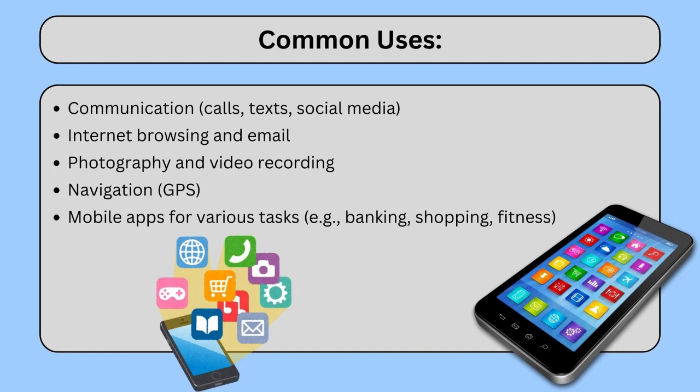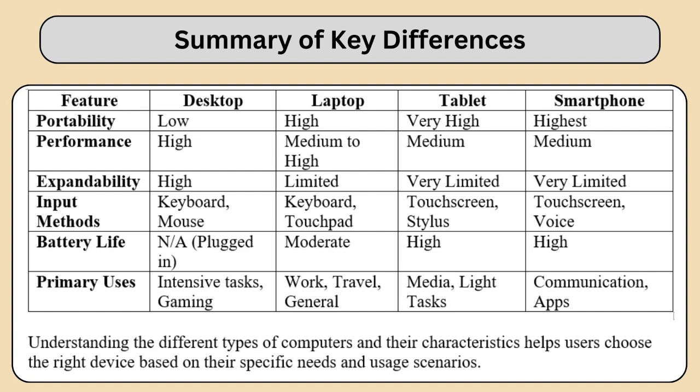Common uses. Communication, calls, texts, social media. Internet browsing and email. Photography and video recording. Navigation, GPS. Mobile apps for various tasks, e.g., banking, shopping, fitness. Summary of key differences.